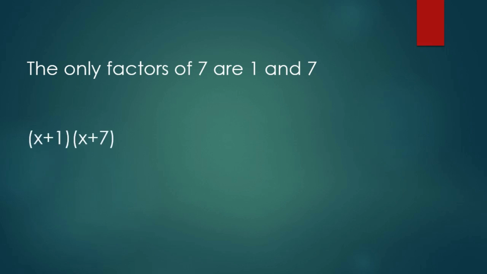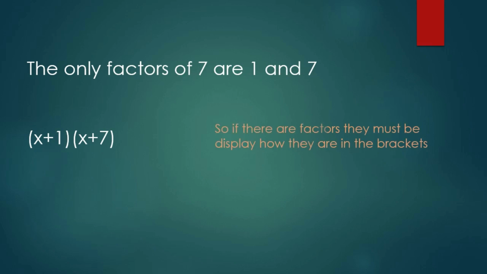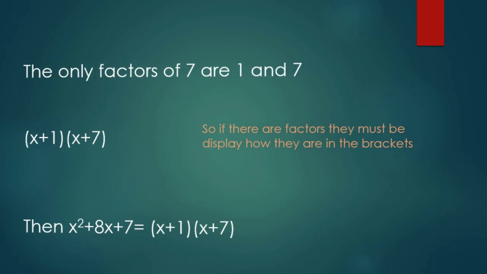And the factors of 7, as you can see before, are 1 and 7. We cannot have any other numbers, so we have to represent it as this: open bracket x plus 1 close bracket, open bracket x plus 7. And the sum there will equal the solution: open bracket x plus 1 close bracket, open bracket x plus 7 close bracket.